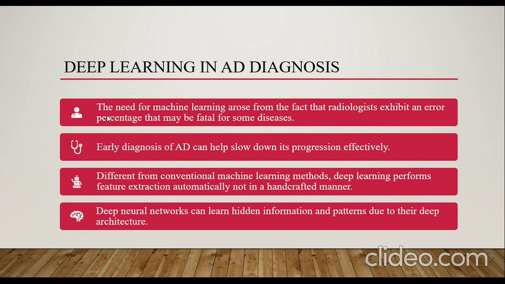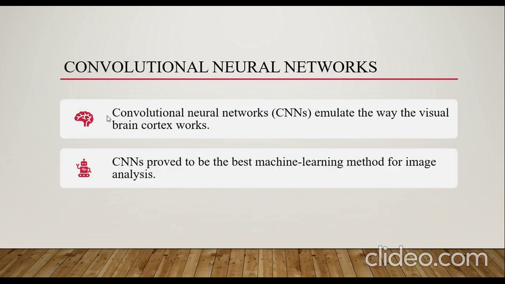Deep learning methods achieved the best accuracies in the literature among machine learning methods for AD diagnosis. That's because deep learning performs the feature extraction automatically within the same pipeline with the classification process, resulting in extracting the most informative features. Also, deep neural networks can learn hidden information and patterns due to their deep architecture.